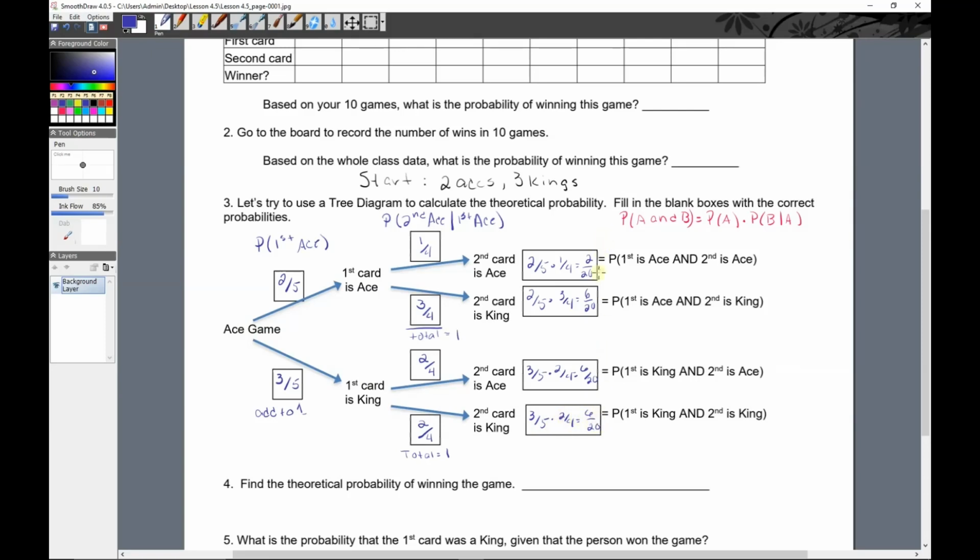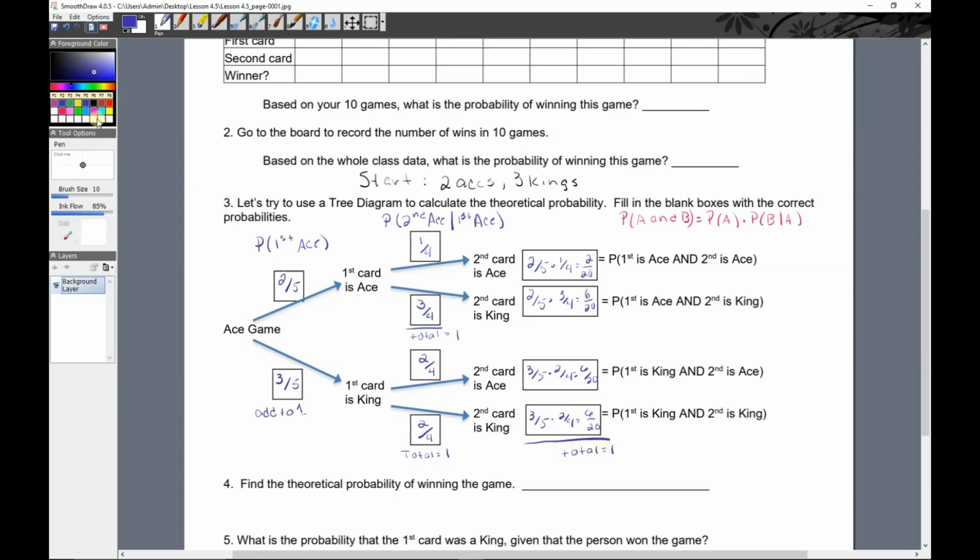So if we look at all of these joint probabilities, just like if we had them in a table, they should all add up to 1. So this is 2 out of 20 plus 6 is 8 out of 20, 14 out of 20. That'll give us 20 out of 20. So this will total 1.